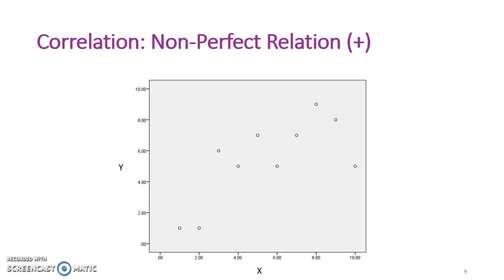If you knew someone's x score, could you tell me with certainty what their y score is? No, we couldn't, because the relation isn't perfect. We might be in the ballpark guessing, but there would be some error. And you can have a non-perfect negative relation as well. This is a non-perfect positive relation.